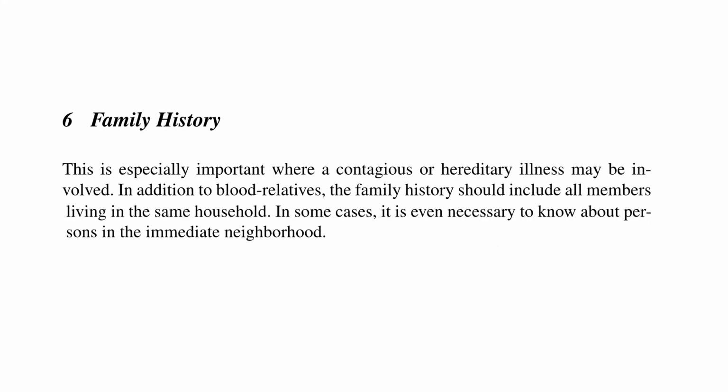Number 6, family history. It is especially important where a contagious or hereditary illness may be involved. In addition to blood relatives, the family history should include all members living in the same household. In some cases, it is even necessary to know about persons in the immediate neighborhood.